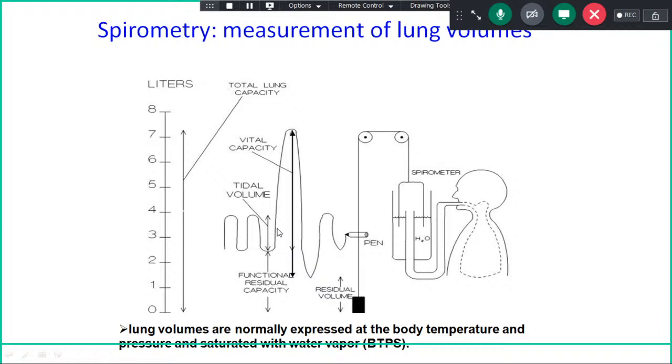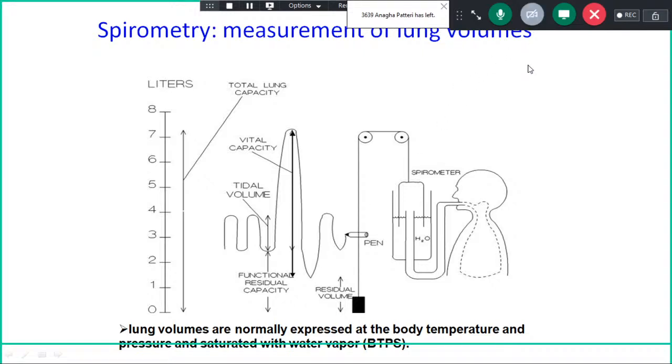So, asking the subject to take a normal breath, at this point you ask the subject to take a deep breath. He takes in up till the top of the vital capacity. The dark arrow shows on the top where it can reach maximum, and then you ask him to expire as much as possible. So the curve moves down, and the lower point at around 1 is the lowest point where he cannot expire further.